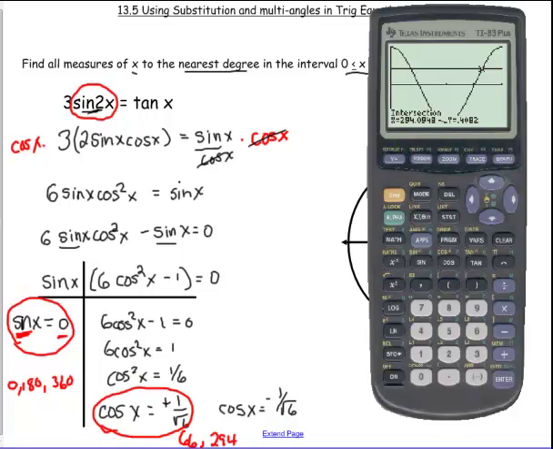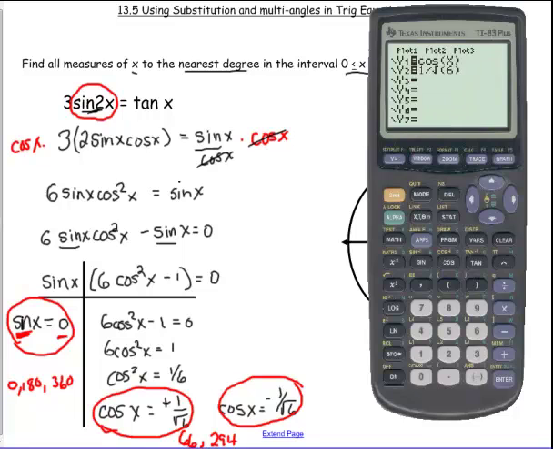We've still got this one to do. I'll come over to y equals. I'm going to insert a negative sign there. And there's my cosine wave. There's my negative. And again, I can do my calculate.